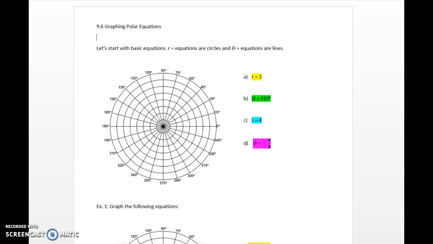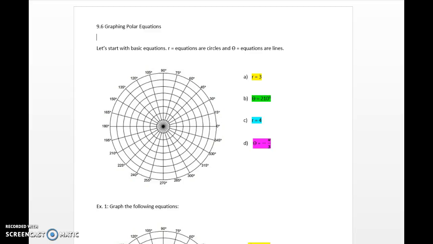They could be radians or degrees. And also what to do if you have a negative r. You add 180 to the angle or you do the opposite angle. So let's talk about graphing. We're going to start with the basics, just r equals constant or theta equals constant.